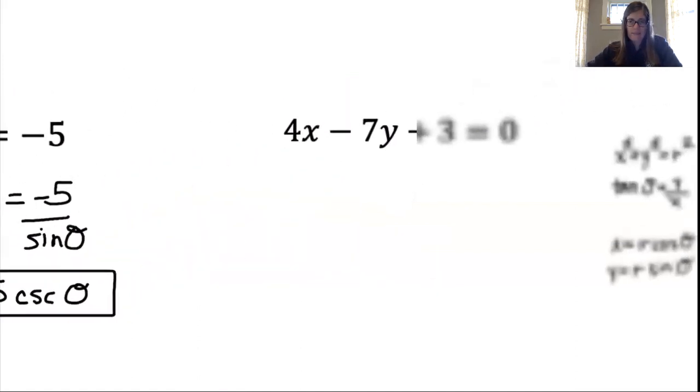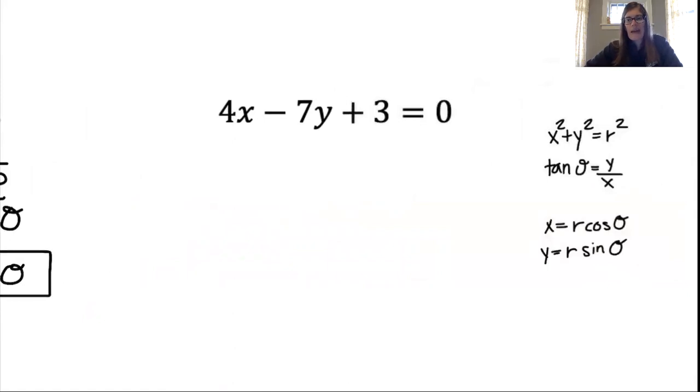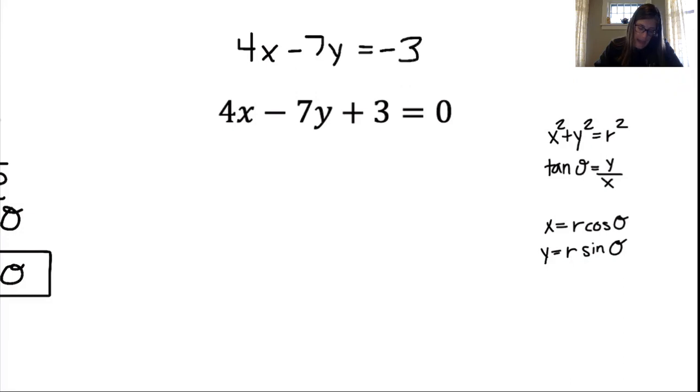Okay, last one. This one's probably the most challenging, just in terms of if you were doing this for the first time by yourself. So this equation is rectangular, and I'm just going to move that 3 to the other side, so that I would have 4x minus 7y equals -3. If you think about this equation in rectangular form, that's a line, in standard form, ax plus by equals c. You could certainly solve so that you could see y equals mx plus b.